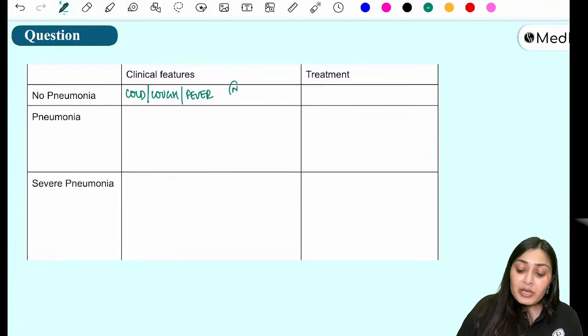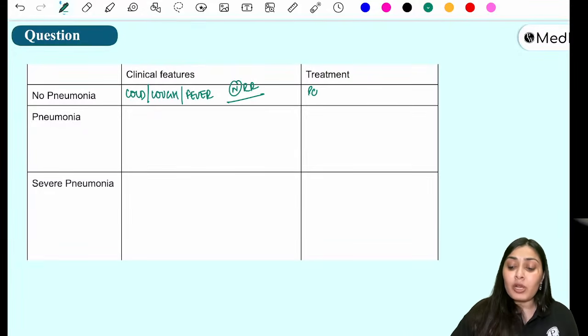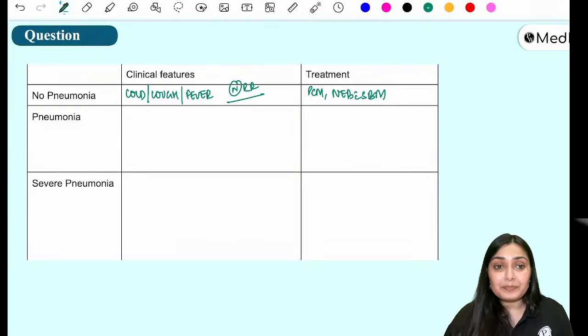The respiratory rate will be normal, no sign of respiratory distress. Here just home-based treatment, symptomatic treatment. We can give paracetamol, we can nebulize with salbutamol if wheeze is there. Home-based conservative treatment is given.